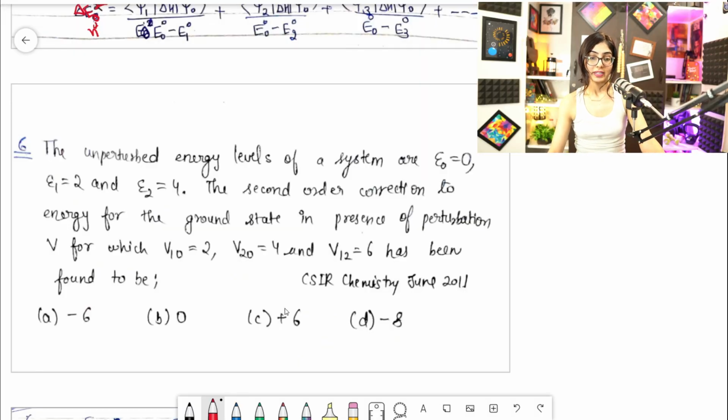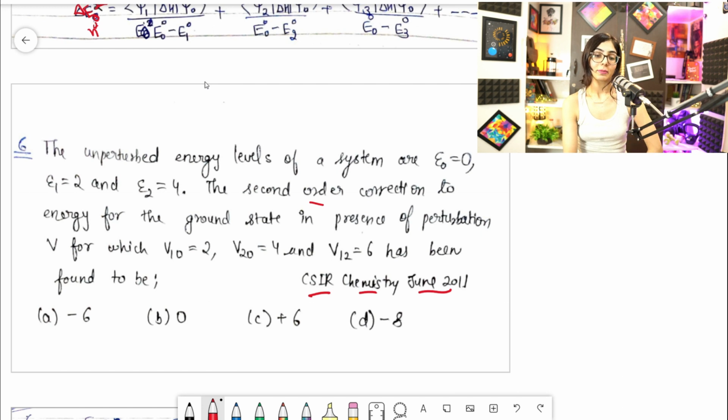So in this video I'm going to take one previous year question, a chemistry previous year CSIR question, on second order perturbation. So let's see what that question looks like. Just pay attention to the screen, guys. You can see this is the sixth question, and what does it say? Let's see. This question is from CSIR Chemistry June 2011. Obviously the second order correction and the perturbation method, these are all very important. So just pay attention, and let's read the statement first.